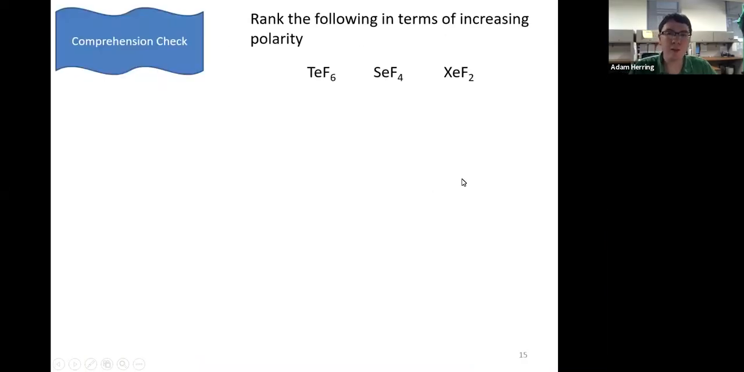Let's now talk about ranking molecules in terms of their polarity. This is something that you need to be able to do. So given the following three molecules, try and rank them in terms of increasing polarity. Pause the video and try this on your own.